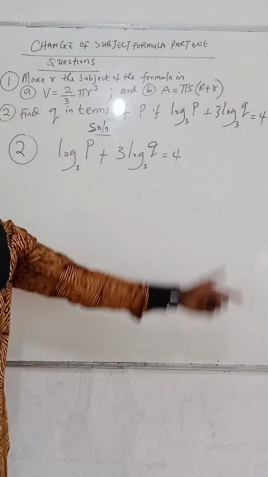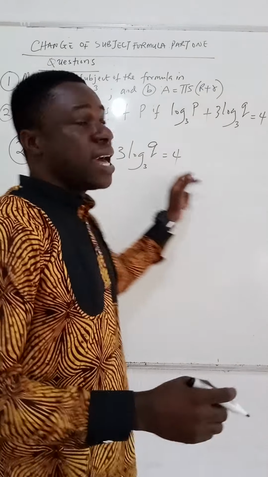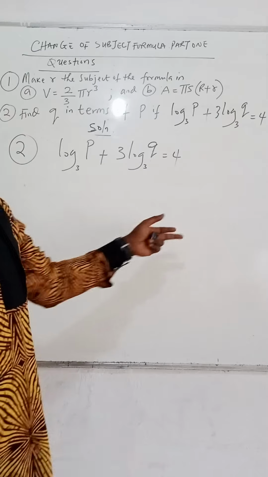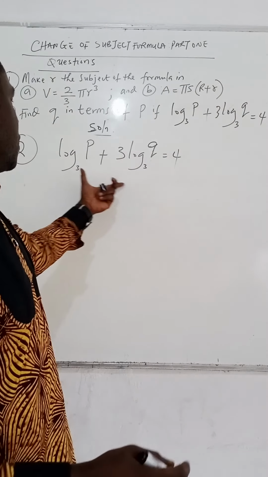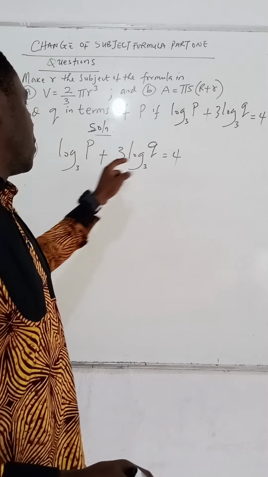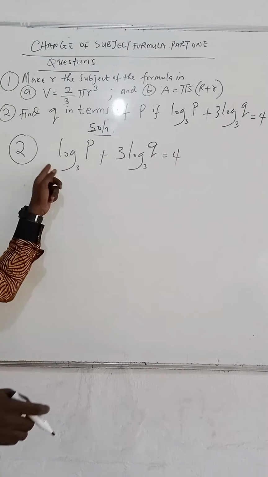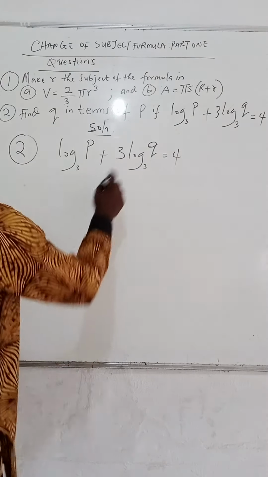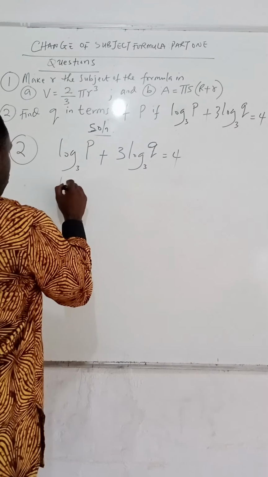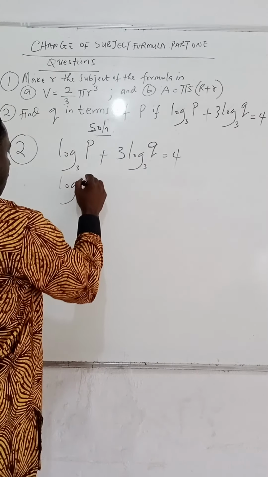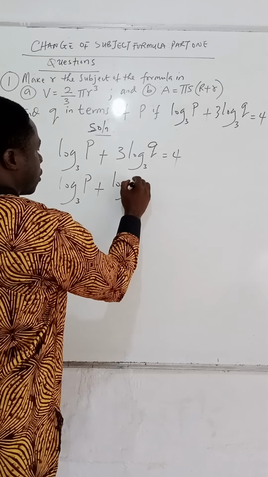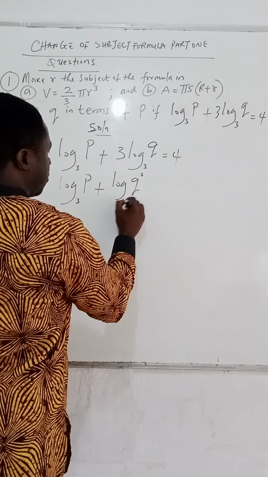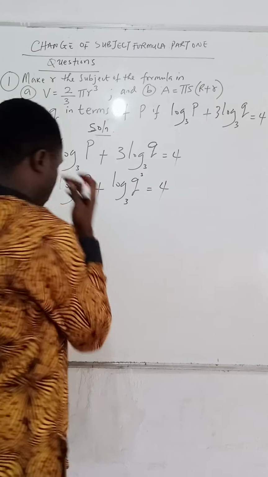If you look at this carefully, you will discover that these are logarithmic expressions on the left-hand side. So for us to resolve this, we have to obey the power law. The second term from your right will have plus log q raised to power 3 equals 4.